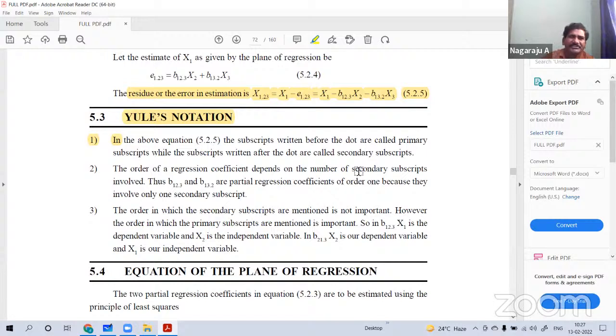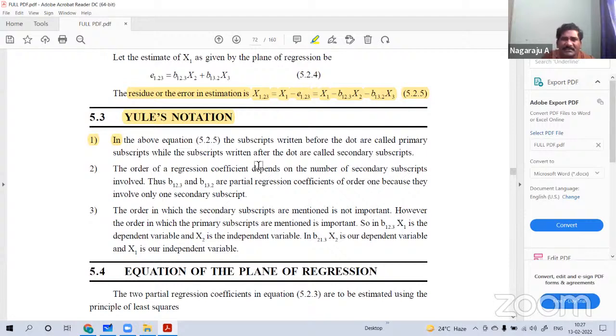In that notation, what it tells us is that there are secondary subscripts and primary subscripts. These are the two kinds of subscripts. The primary subscript is on the dependent variable. In the second subscript, x2 and x3 are the two variables, clearly the subscripts are on x1 only because it is the dependent variable.